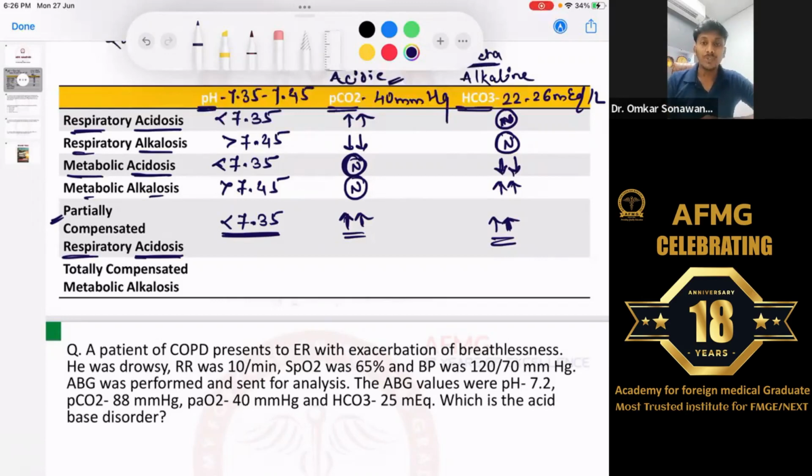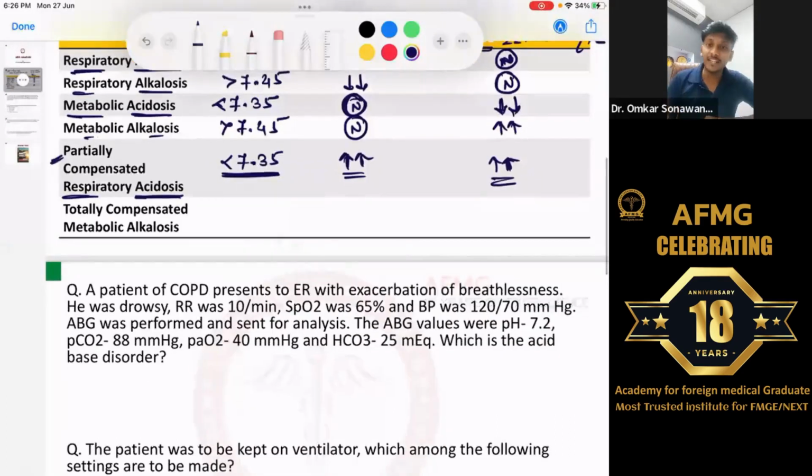Definitely, therefore, we will say that the body has started compensation, but the pH has not been normalized yet. And therefore, it is a partially compensated acid-base disorder. Next, if I talk about a fully or totally compensated metabolic alkalosis they have given, right? As they are saying totally or fully compensated, that means the pH should be absolutely normal. So the pH shall be between 7.35 to 7.45.